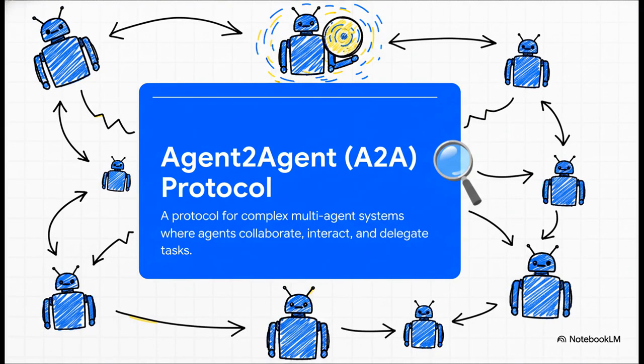But it gets even cooler. Agents don't just have to use external tools. They can actually use other agents as tools. This is all possible because of the agent-to-agent protocol, or A2A for short. It's how you build these really complex systems where specialized agents can collaborate and delegate tasks to each other.